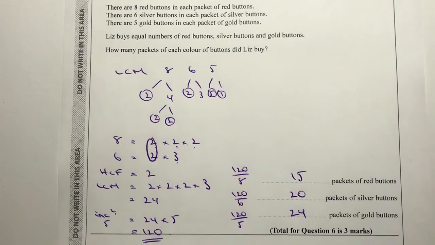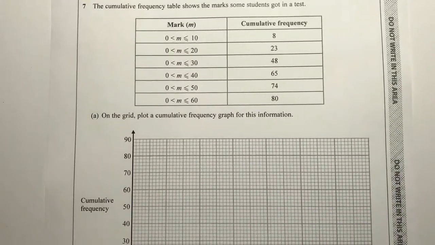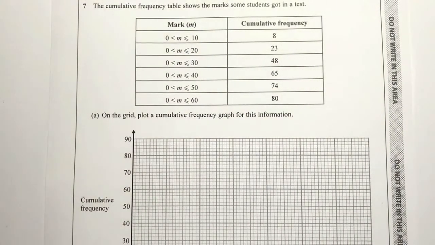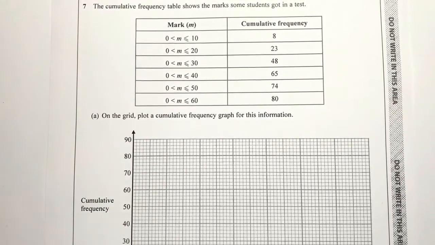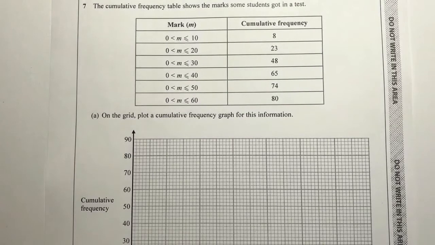Okay, let's move on then to question number 7. Question number 7 deals with cumulative frequency. Now these are the kind of questions that do come up fairly frequently, so it's always worthwhile checking these and having a go at some of the examples. This particular one isn't too bad really.